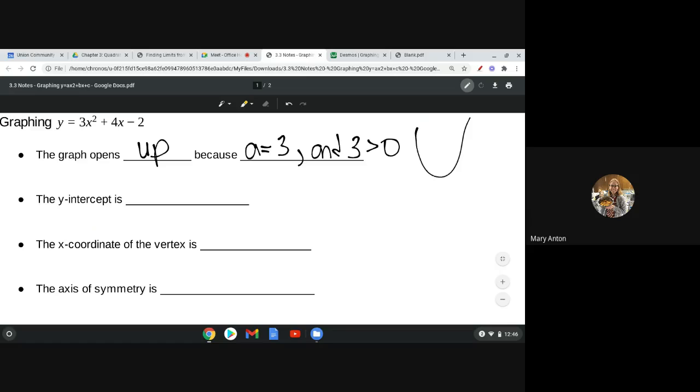All right. Where is this thing going to cross the y-axis? -2. What's the point? -2, 0. 0, -2, you mean? Yeah. Cool. Right on. Not too scary.